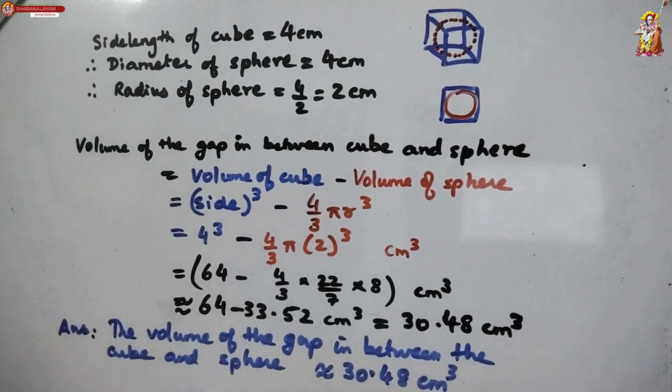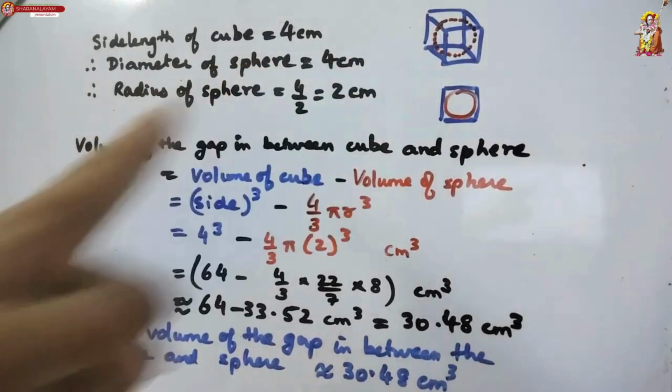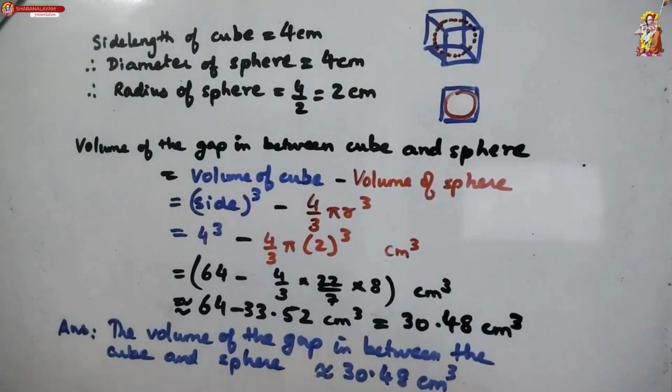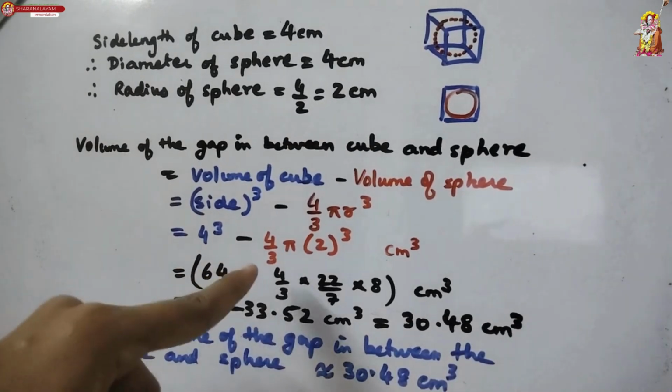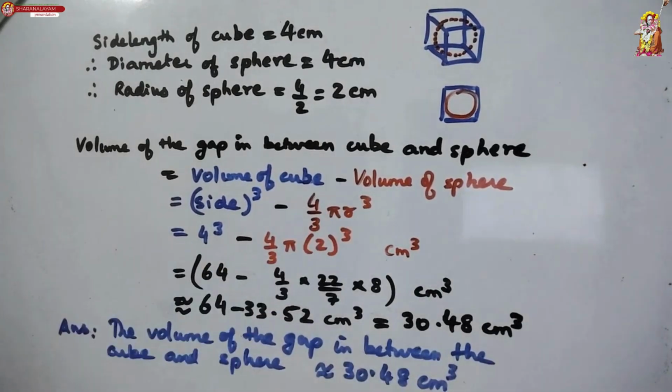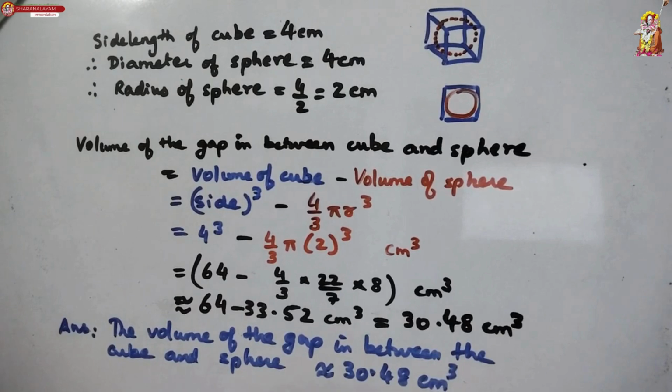So the volume of the gap in between the cube and sphere will be the volume of the cube minus the volume of the sphere inside. And we know the formula. Volume of the cube equals side cube. Volume of the sphere equals 4 upon 3 pi r cube. So substituting the values, this is 4 cube, this is 4 upon 3 pi 2 cube. We have the volume of the gap as approximately 30.48 centimeter cube. So the volume of the gap in between the cube and the sphere is approximately 30.48 centimeter cube.